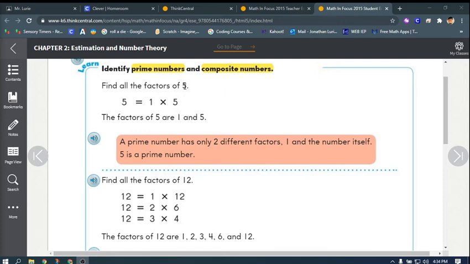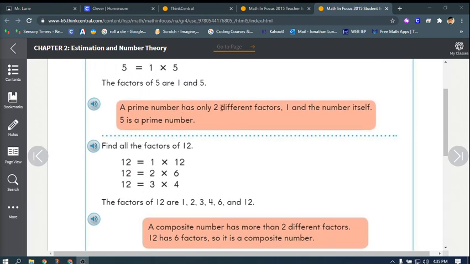So here's another factors example. Find all the factors of 5. Well, we know that 5 is equal to 1 times 5, and that's it. So the factors of 5 are just 1 and 5. So here comes a definition. A prime number has only 2 different factors, 1 and the number itself. 5 is a prime number. So prime numbers are numbers that only have 1 and themselves as their only 2 different factors.